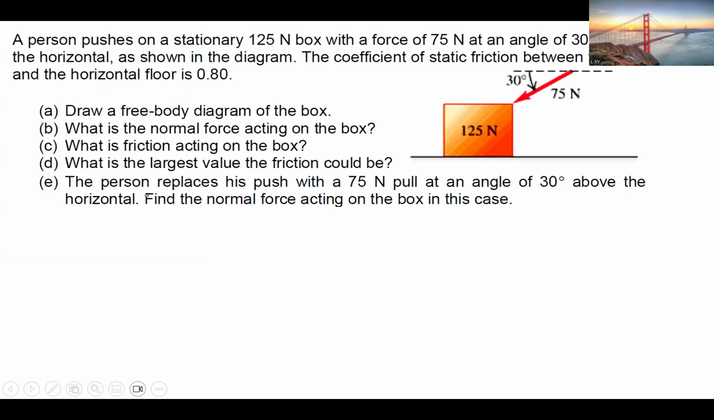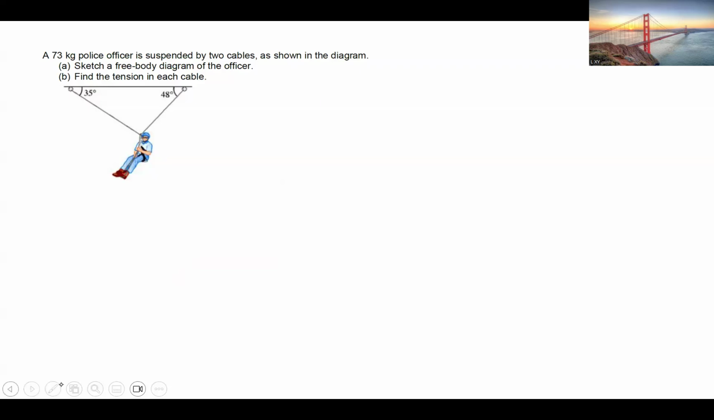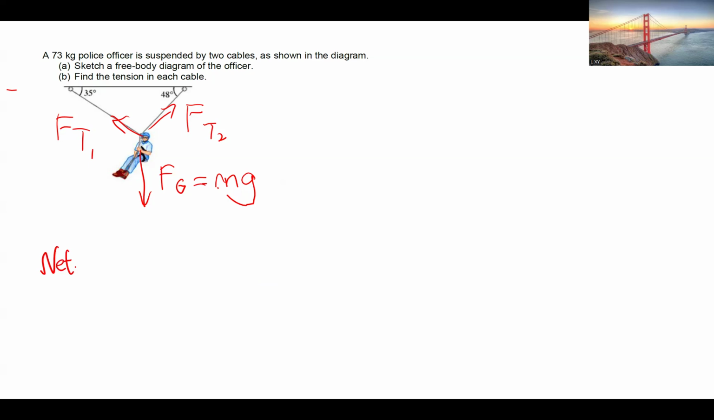Firstly, this is the gravitational force, which is equal to mg. And then we have tension T1 and tension T2, and this is what the FBD looks like. So now to find the tension, the system is in equilibrium.